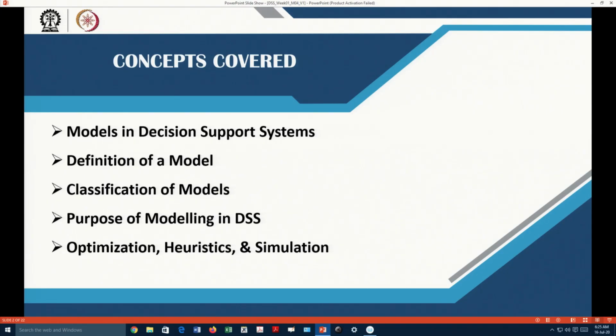The concepts that will be covered today will be the definition of a model, classification of models, purpose of modeling in decision support system, and we will give you an idea about certain terms which are widely used in DSS. Those are optimization, heuristics and simulation.